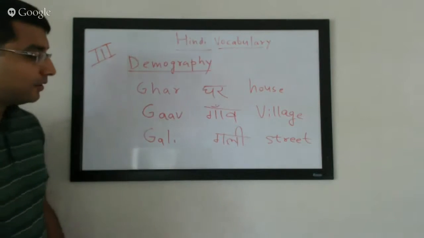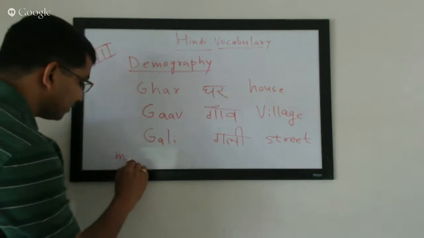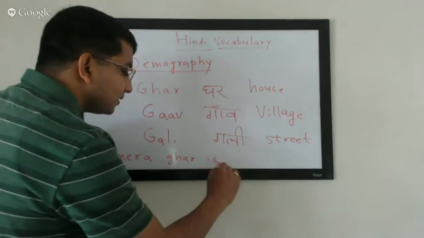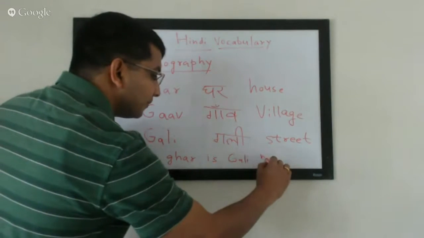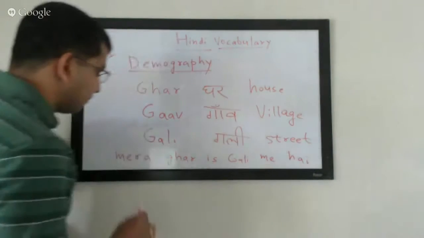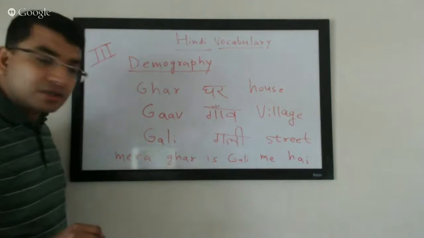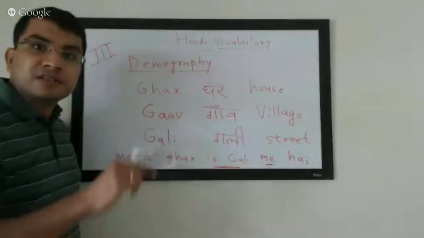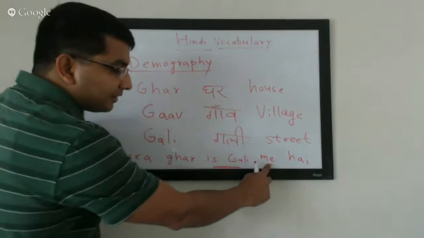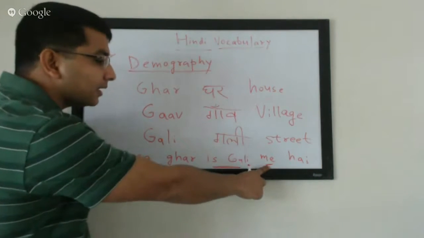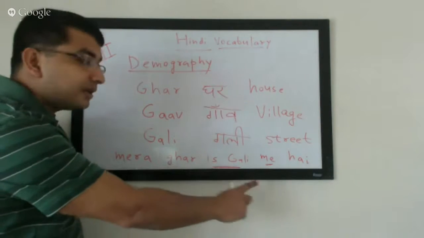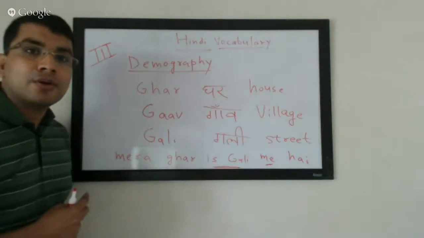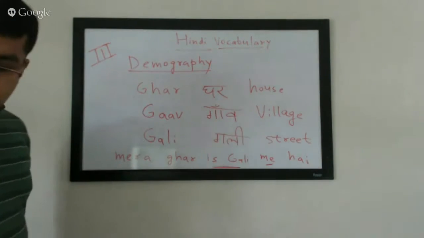Okay. You can say मेरा घर इस गली में है. What it means is, when you say मेरा घर, my house. Because you have a post position, when you say यह गली, this street, but right after that you have a post position में, in, because of that your यह becomes इस गली में है. My house is in this street. मेरा घर इस गली में है. Okay, so that's how you use gully in this sentence.